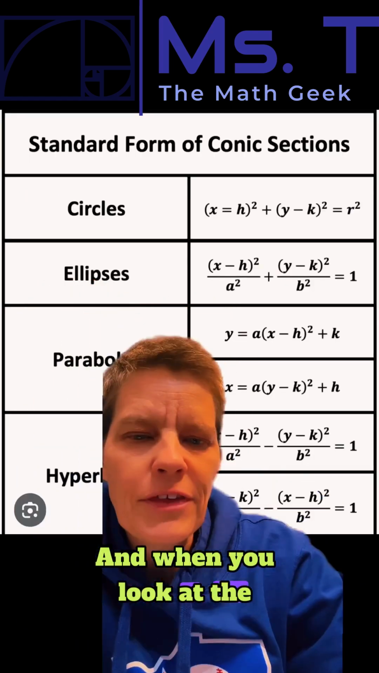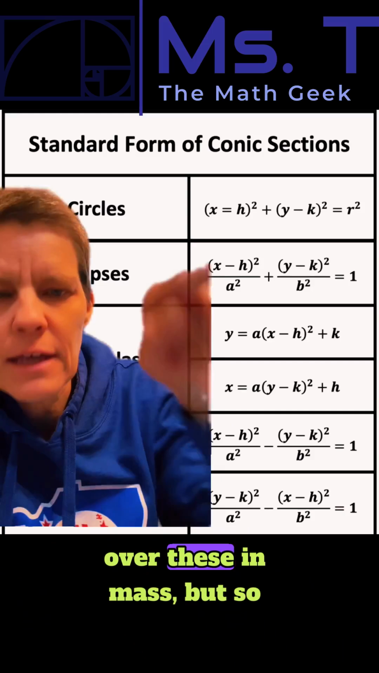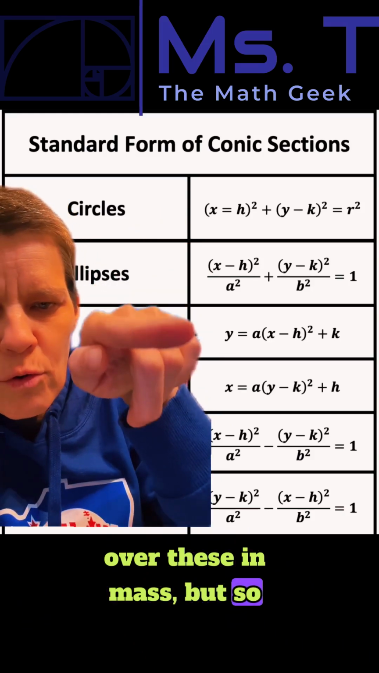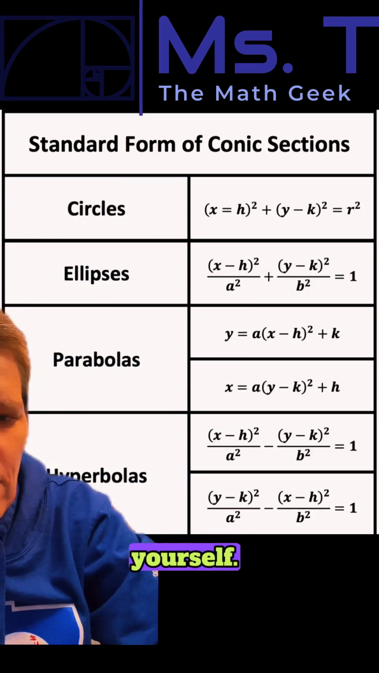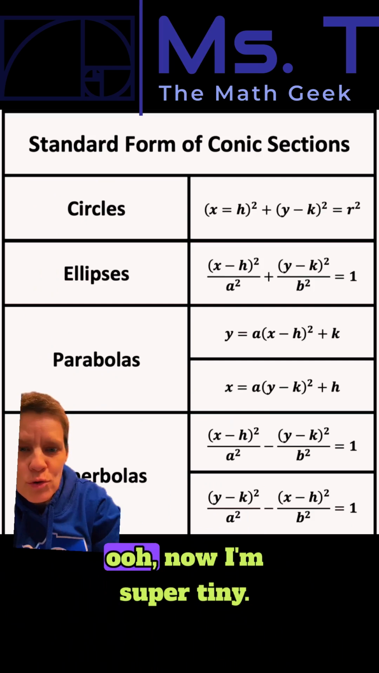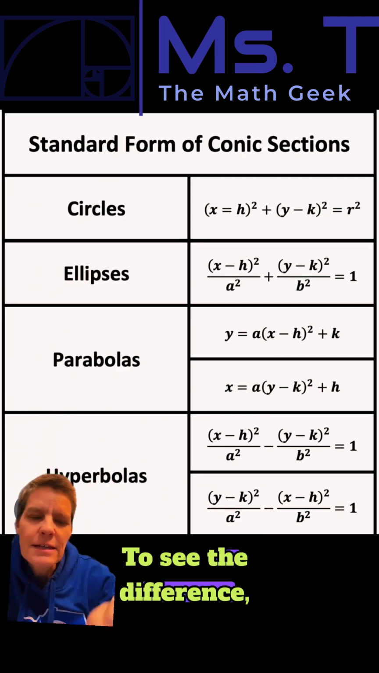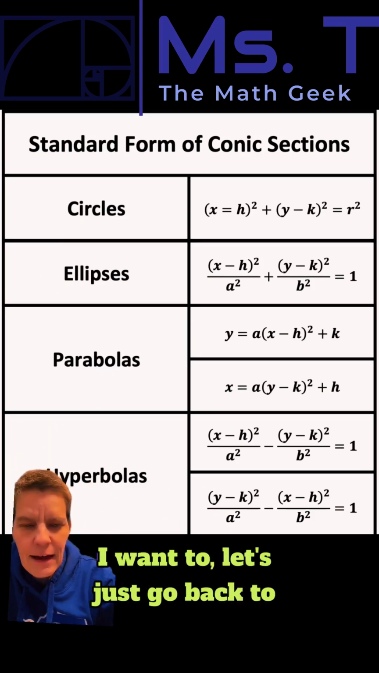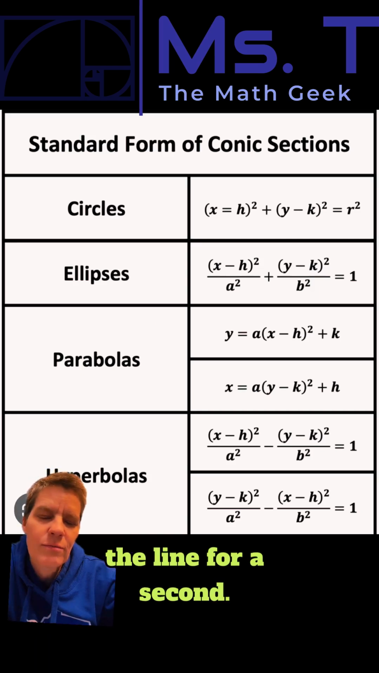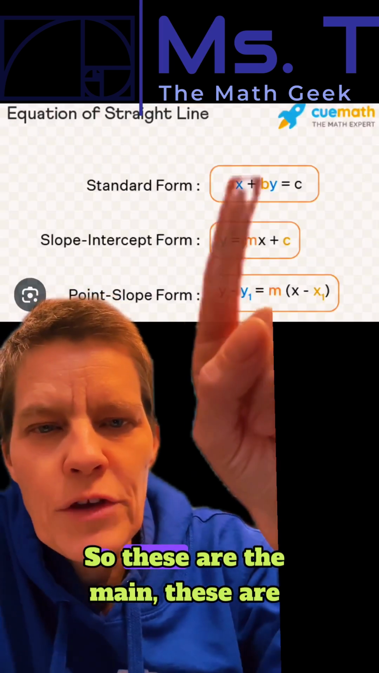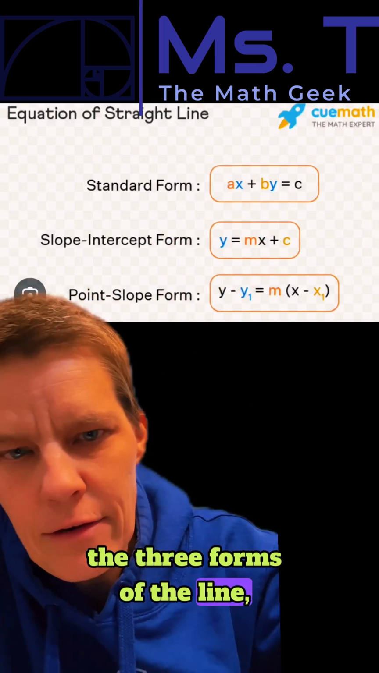And when you look at the equations, we're going to look over these in mass, but just take a second for yourself. I'm going to minimize my, now I'm super tiny. To see the difference, they're all connected. Let's just go back to the line for a second. So these are the three forms of the line, right?